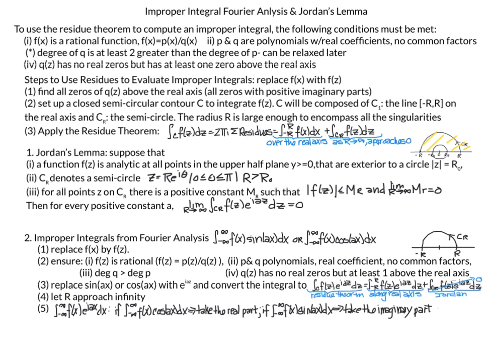The next thing is we're going to replace sine of ax, or cosine of ax in this case, with e to the i az, and convert our integral to the closed curve integral of f of z times e to the i az. This is equal to the integral over the real line from negative r to r of f of z e to the i az, plus the integral over this top semicircle, C sub r, of f of z e to the i az.